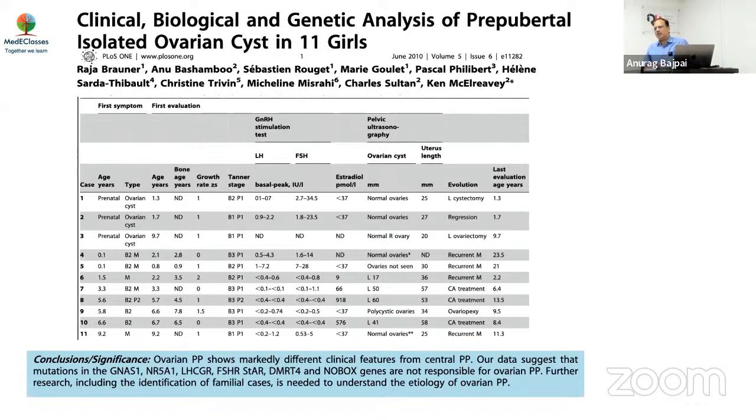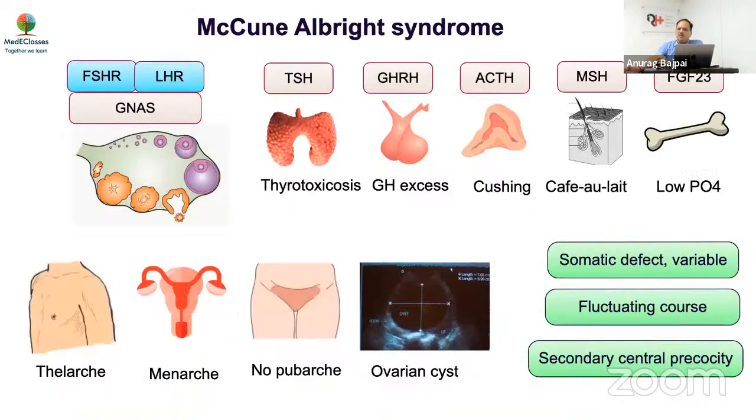So you don't need to worry too much, especially if you have a single lesion. Of course, look clinically for cafe au lait spots, look for skeletal abnormalities, but you don't need to be too bothered about reaching a genetic diagnosis in that regard.